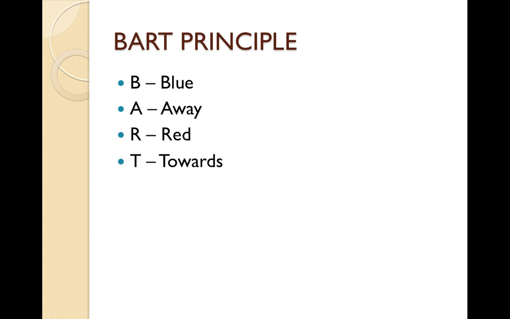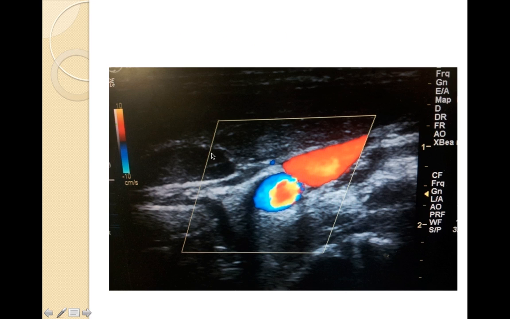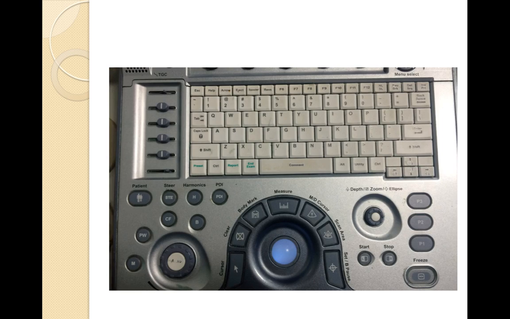For color Doppler, there is the BART principle. That is, B is blue, A is away, R is red, and T is towards. So blue away, red towards. If flow of the blood is towards the probe, it will look red, and if it is away, it will look blue. But in practice it is not always like that. Artery is red and vein is blue here. Here you can see this is carotid artery, which is looking blue, while this is vein that is looking red. So you should know about BART while doing any arterial cannulation or central venous cannulation.